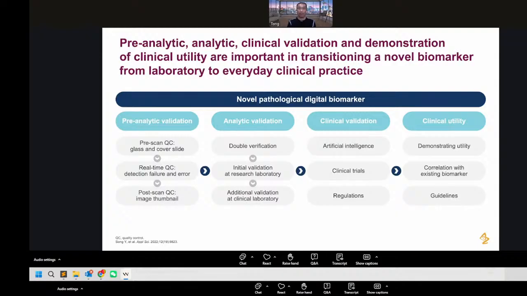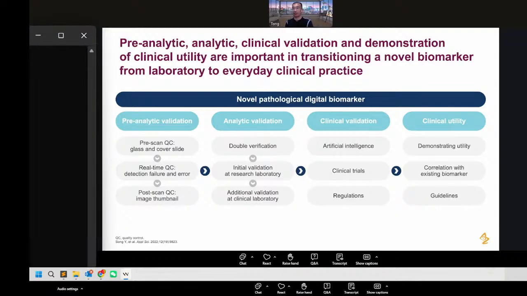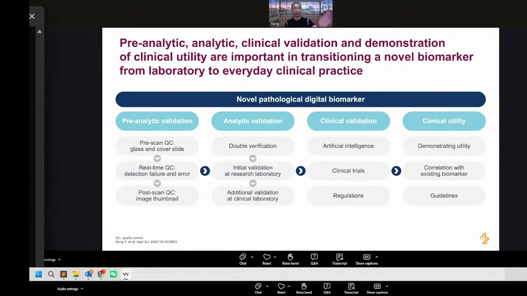There are a lot of different variables here across the pre-analytical, analytical, and clinical validation steps. There are many steps to validate each of the models, and you have to show all the steps and provide high confidence to the clinicians or pathologists so they can adopt this kind of approach.